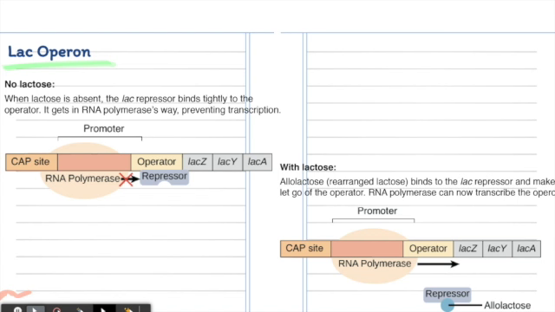The second example is with lactose. Allolactose, which is rearranged lactose, binds to the lac repressor, which makes it let go of the operator. RNA polymerase can then transcribe the operon because there is no repressor in the way.